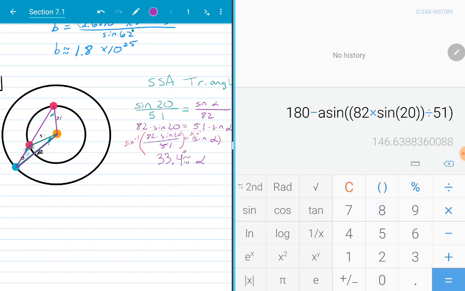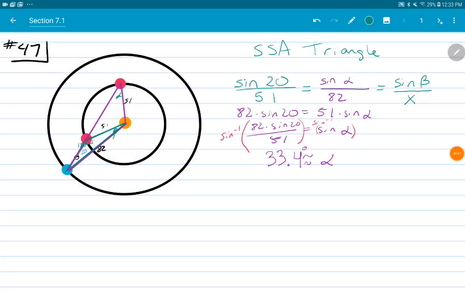So then that gives me the other possible, the green triangle is going to have alpha be 146 degrees. So the green triangle has alpha approximately 146.6 degrees. So two possibilities for alpha. The green one gives us the shortest distance, the purple one gives us the long distance. And let's see, what are we looking for now?